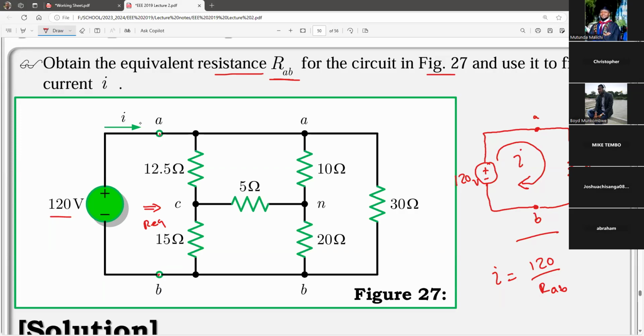So you realize, since I can't see any parallel for now, let me look for the other connections. You can look for the delta. You can look for the Y. One person would choose to say, if I consider point N or point C, you choose which one you want to consider. But considering point N, the 5, the 10, the 20, they are connected in star. So you can put a delta like that.